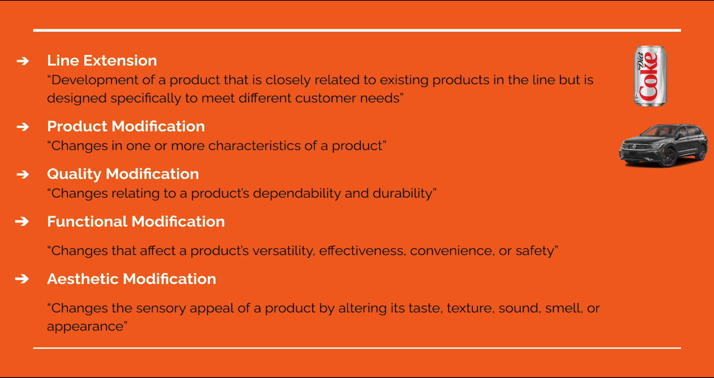Quality modification. Changes relating to a product's dependability and durability. This means that the materials used to make the product or the production process is changed. If the quality is lowered, that means that it has lower prices and the target market will shift. If the quality is higher, that means that the higher prices will create customer loyalty. An example of this is how General Mills has stopped adding so many artificial colors and flavors to their cereal because that's what their target market wanted.